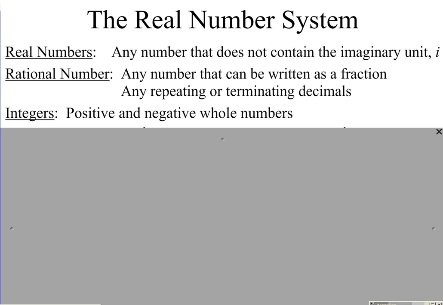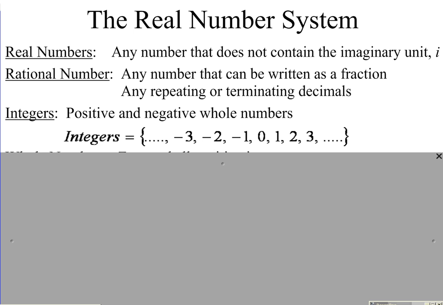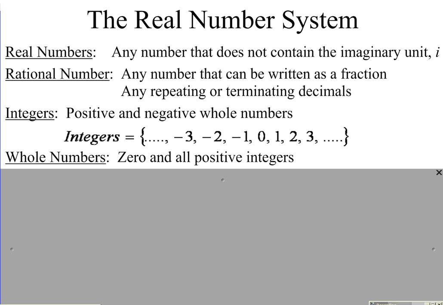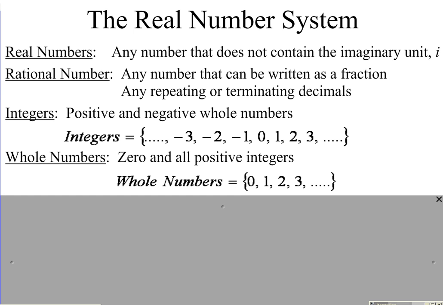Integers, positive and negative whole numbers. So the set of integers looks like this. We're not talking about any fractional values. We're not talking about any decimal values. We're simply talking about all the positive and negative whole numbers. A subgroup of the integers then are the whole numbers, which include 0 and all of the positive integers. So we take everything that is already an integer and we take out all the negative values. There's what the set of whole numbers would look like.